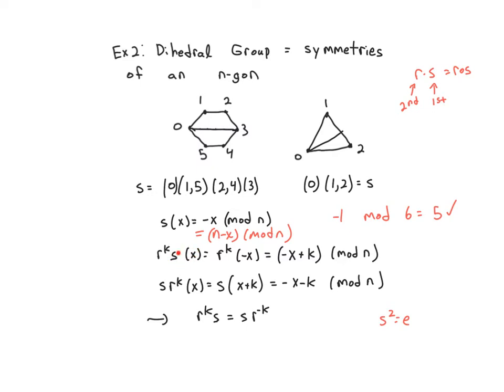So if you apply the reflection to x, you negate it. You do the k-fold rotation to it, well, you add k to it. So this operation as a permutation sends the vertex x to the vertex negative x plus k mod n.